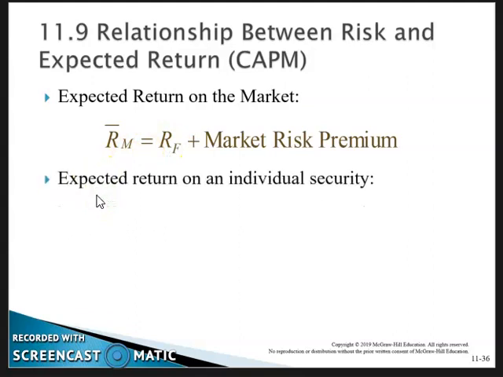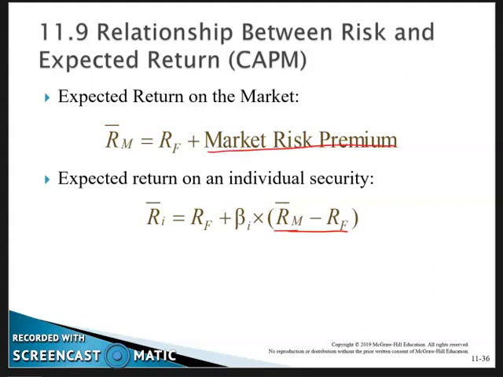So the expected return on an individual security, R bar with little i, is equal to the risk-free rate plus beta for that security multiplied by the expected return on the market minus the risk-free rate. That is the market risk premium. So the expected return on the market minus the risk-free rate is the market risk premium.